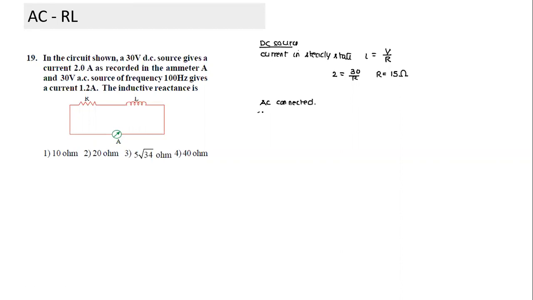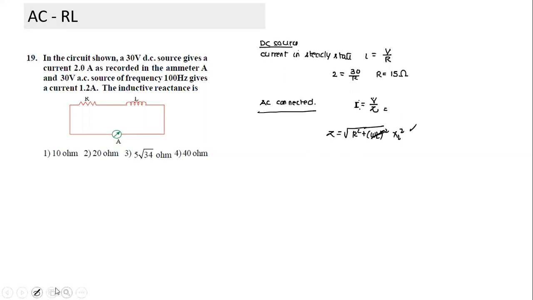The current is 1.2 ampere. This is the RMS current. So I RMS, or I, will be equal to V by Z. As we write for amplitude, the same thing I write for the RMS value. I can find the value of Z, which is equal to root of R squared plus XL squared. R is known, so we can find XL. You don't have to find omega. We can find the XL value. So this also we can solve. I'll stop here because I think the time is up.